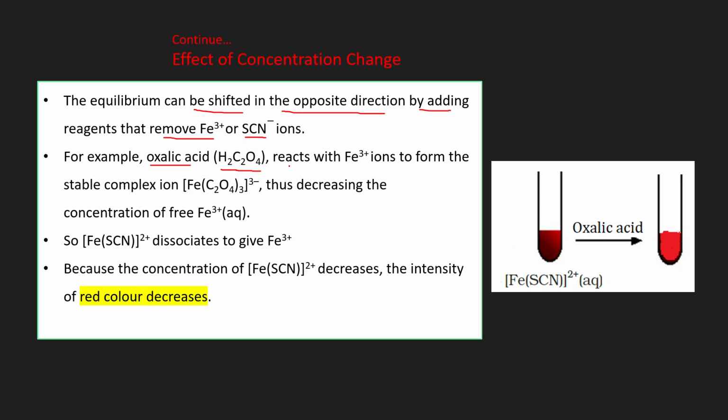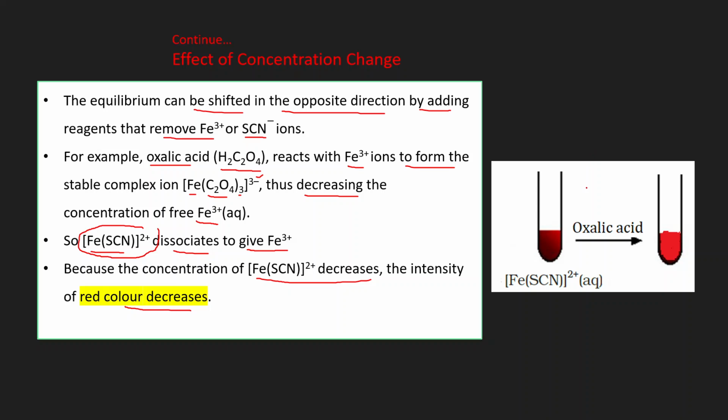When we add oxalic acid, it reacts with the Fe3+ ions to form the stable complex ion FeC2O4 thrice 3-. And when this Fe3+ ion reacts with the oxalic acid, it decreases the concentration of free Fe3+ ions. So FeSCN2+ dissociates to give Fe3+. And when this complex, which is deep red in color, dissociates, what happens to the intensity of red color? We can say when its concentration decreases, the intensity of red color also decreases.